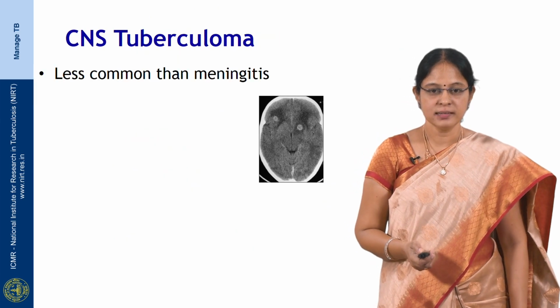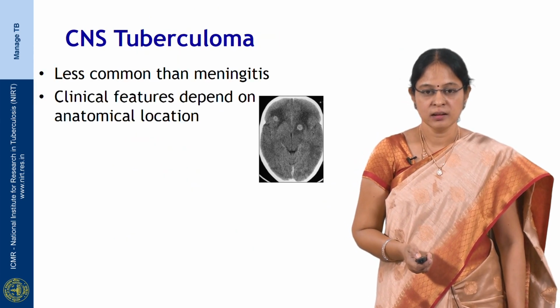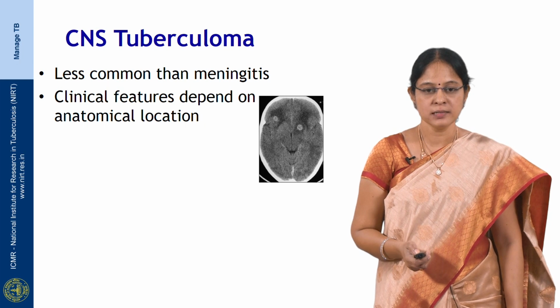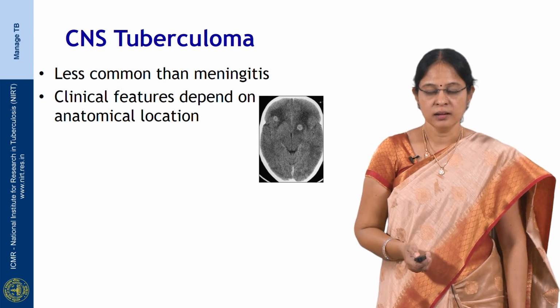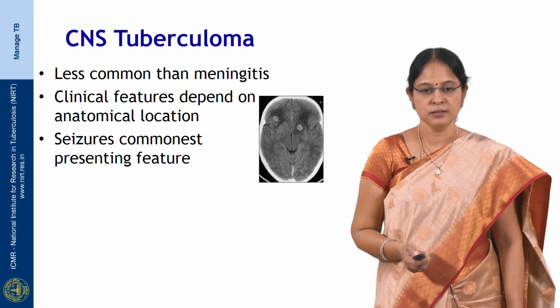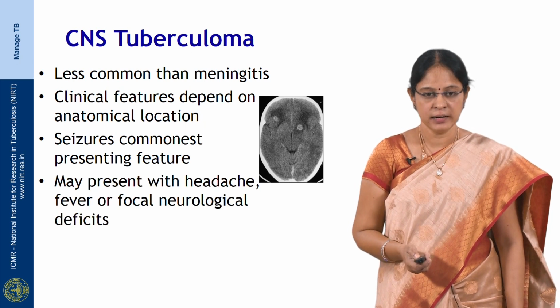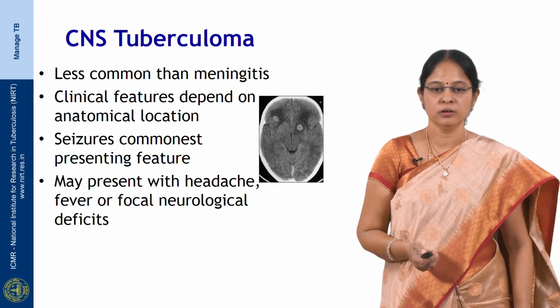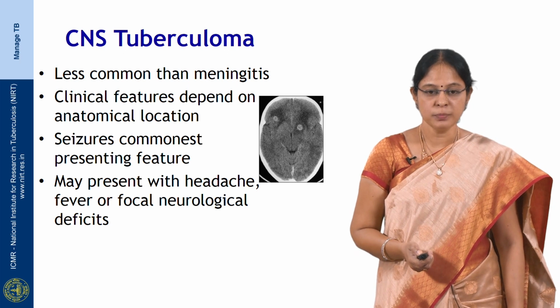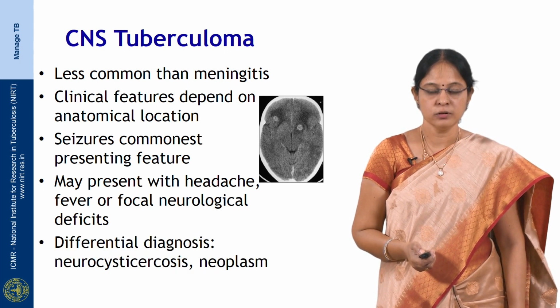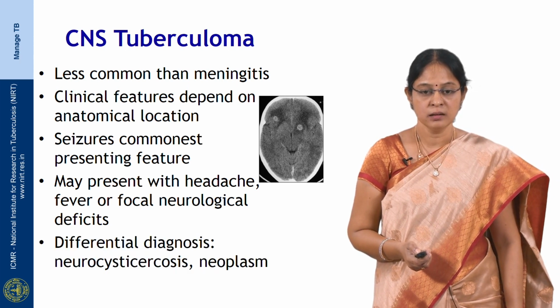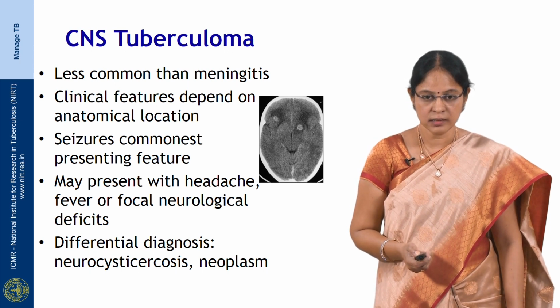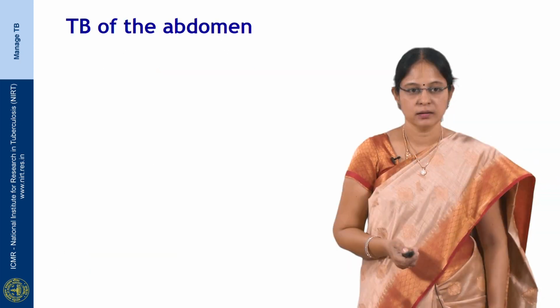CNS tuberculoma is less common than meningitis. The usual clinical features depend on the anatomical location. Seizure is the most common presenting feature, and it may present with headache, fever or focal neurological deficit. One should be able to differentiate it from neurocysticercosis and neoplasm with the help of pathological and radiological findings.